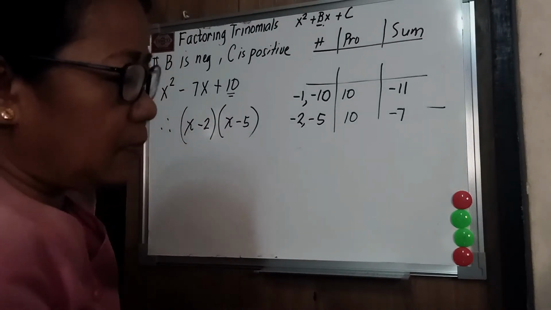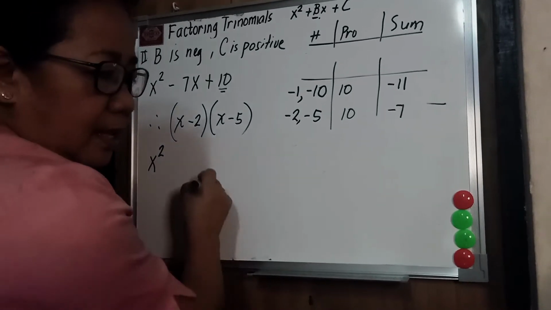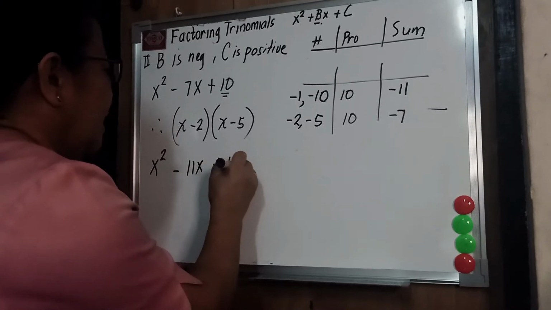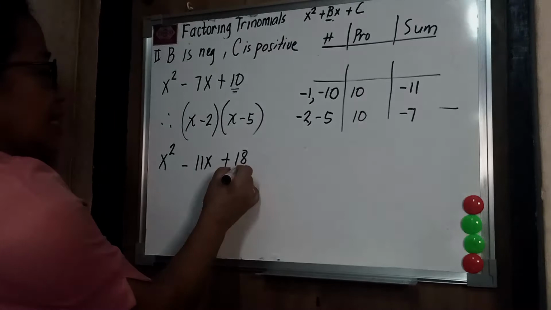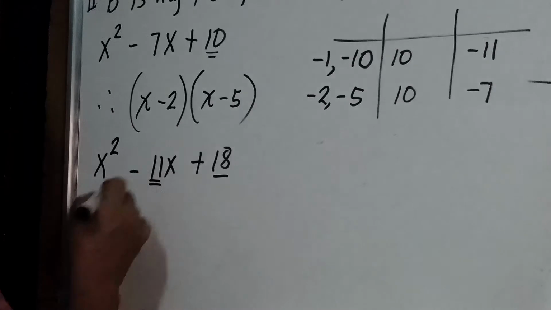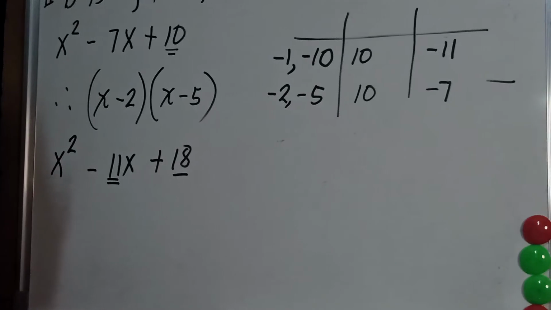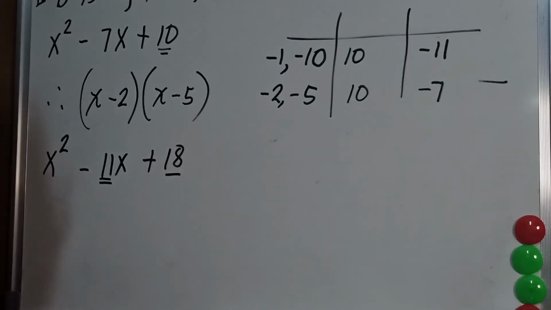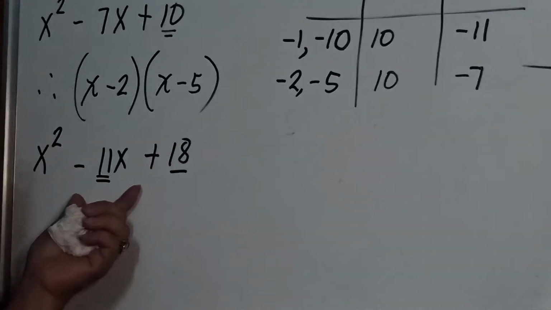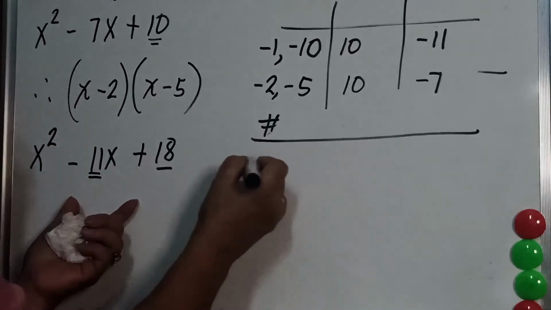Let us have one more example for this. Let us have x squared minus 11x plus 18. Your c is 18 and your b is negative 11. Again, we need to find two numbers that, when multiplied, equal positive 18, but when added equal negative 11.